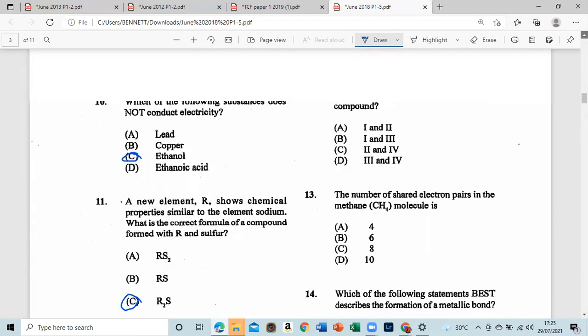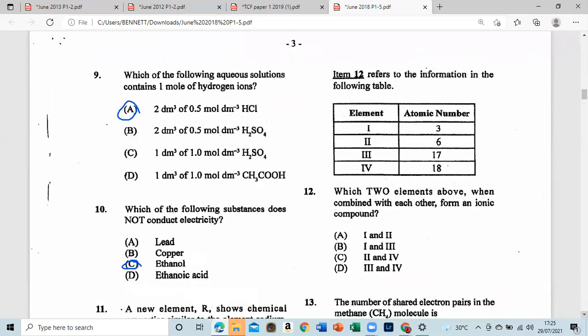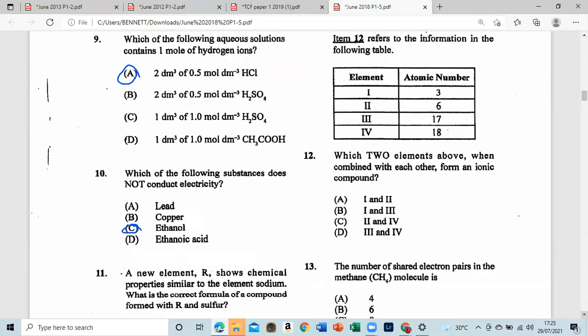Alright, number 12 refers to the table, element and atomic number, right? Which of the 2 elements above, when combined with each other, form an ionic compound? So look at them closely, guys, and see at 12 which one forms the ionic compound. And that is 1 and 3.